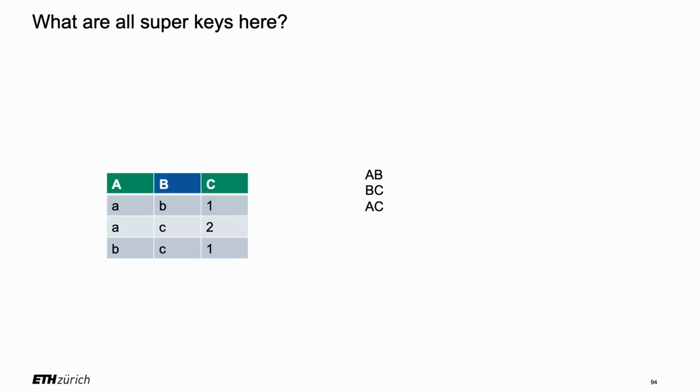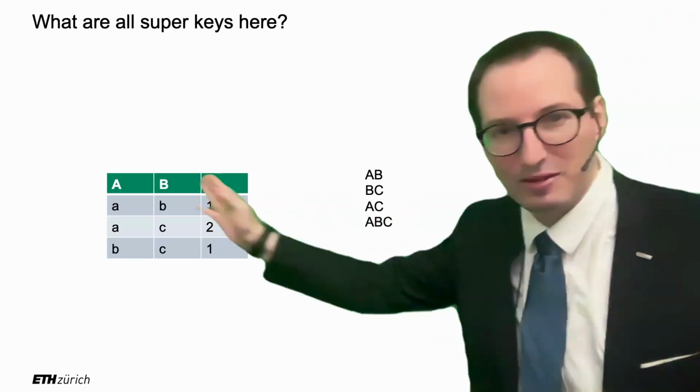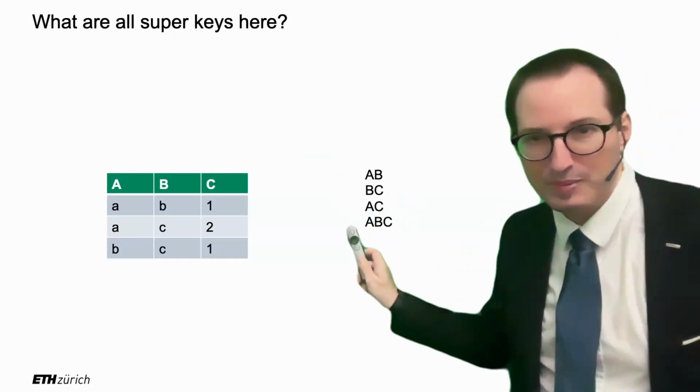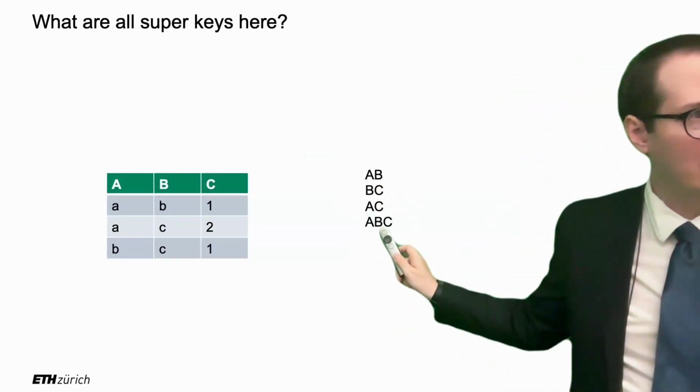You remember that if I add attribute, it continues to be a super key. So it means that ABC is also a super key, right? It's even larger. So in fact, we know by the theorem that the set of all attributes is always a super key. So these are all super keys. But if you look at them, what you notice is that some of these super keys are subsets of some others. Basically, AB, BC, and AC are subsets of ABC, strict subsets.